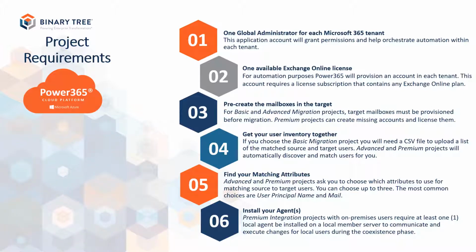Let's recap. For your Power 365 project, you'll need one licensed global admin account and one available Exchange Online license for each tenant. You will need to create the mailboxes for your target users and build a migration inventory or run discovery. If you run discovery, you will need to optionally find your matching attributes for users and groups. Finally, if you have a premium integration project with on-premises users, you'll need to choose a server on which to install the local agent.